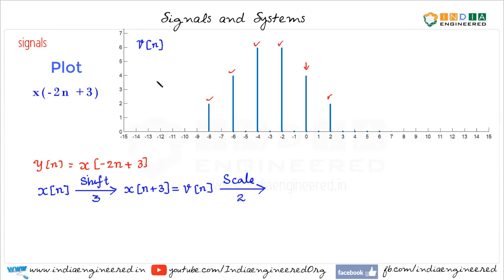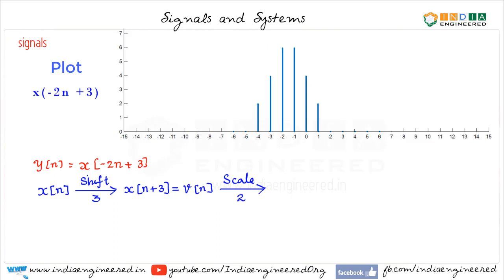Now we are not done yet. We have to shrink it. That will be with respect to the origin, so we will bring it closer. Now what we have is v of 2n. Let's say this is equal to some u of n. That is our u of n.